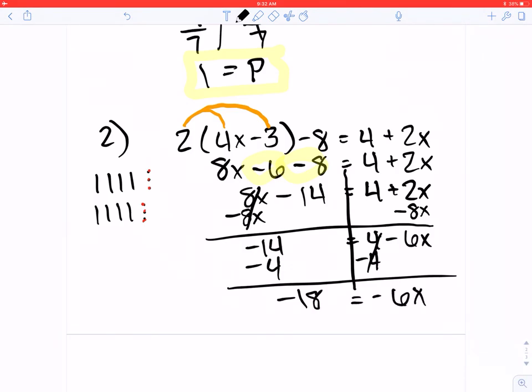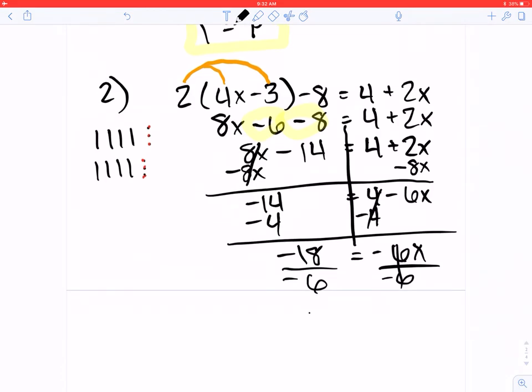All right, now I need to make equal groups. So I'm dividing both sides by -6. Don't forget that negative. And 6 times 3 is 18. So I have negative divided by negative is positive. And I got rid of my negative for my x. So x equals 3. Now you might ask, how do I check to make sure my work is correct?